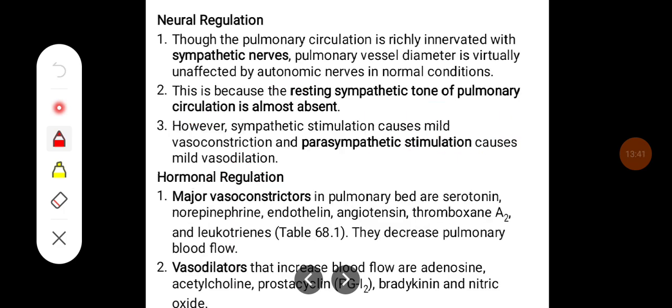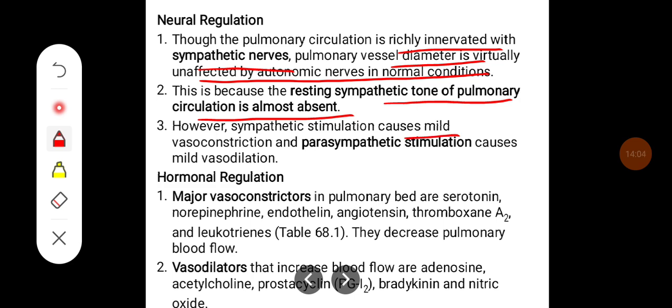Neural regulation: though the pulmonary circulation is richly innervated with sympathetic nerves, pulmonary vessel diameter is virtually unaffected by the autonomic nerves in normal conditions. This is because the resting sympathetic tone of pulmonary circulation is almost absent. However, sympathetic stimulation causes mild vasoconstriction and parasympathetic stimulation causes mild vasodilatation.